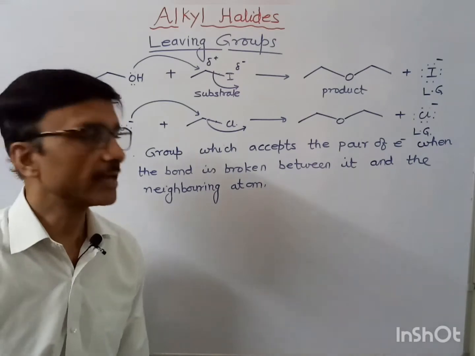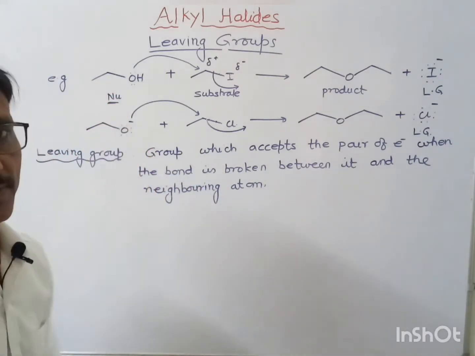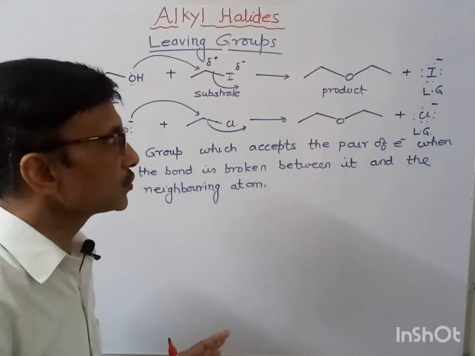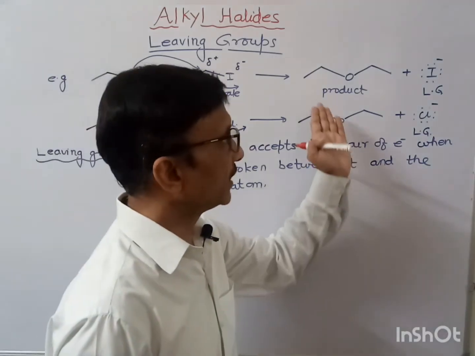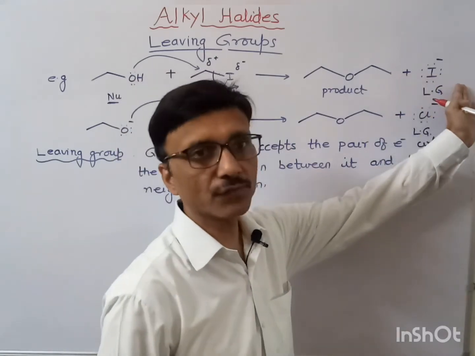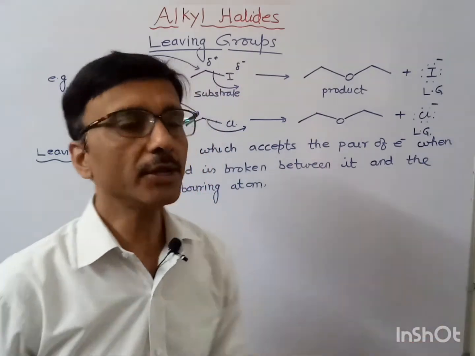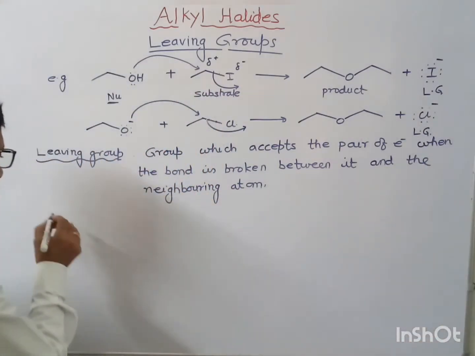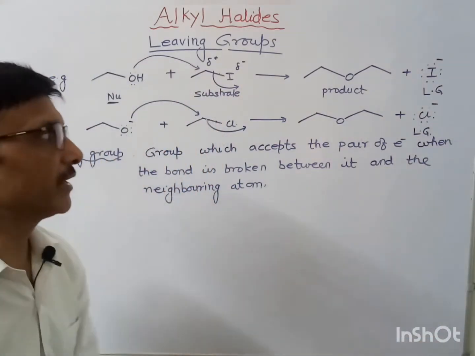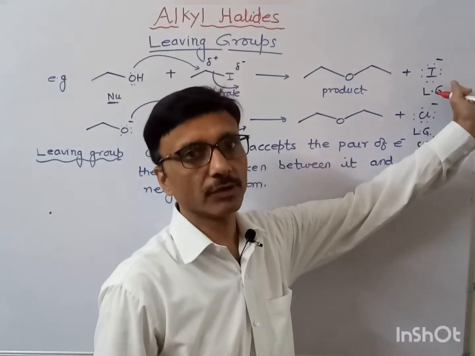So in this way we can define this leaving group. Okay, so what I told you: the better the leaving group, or the better the stability of this leaving group, the faster will be the nucleophilic substitution reaction. So one of the points that we can write here is that the more stable the leaving group is, the better.